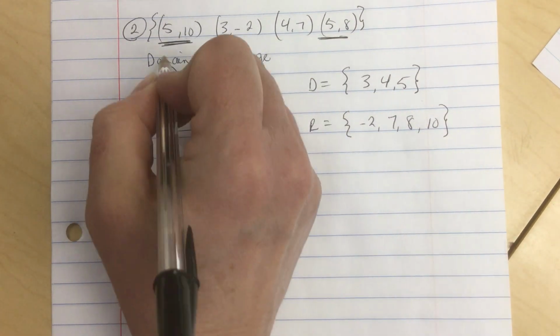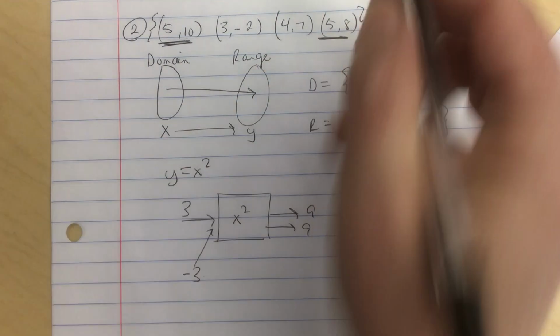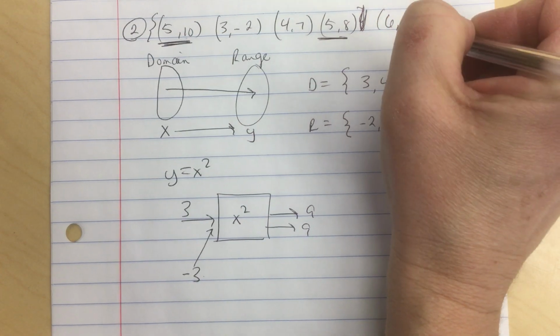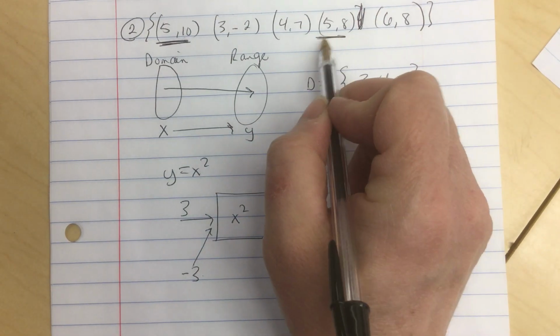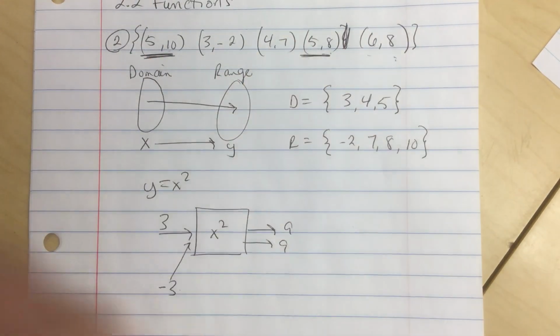But you can have 6 and 8. That would be okay. 5 can go to 8 and 6 can go to 8. But 5 can't go to 8 and 10. Perfect. Okay?